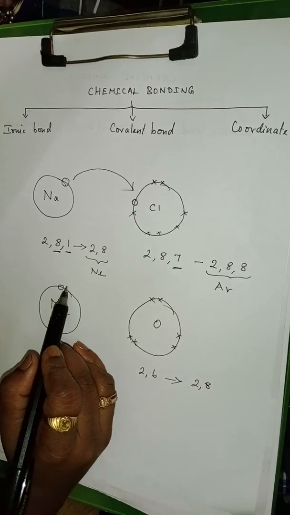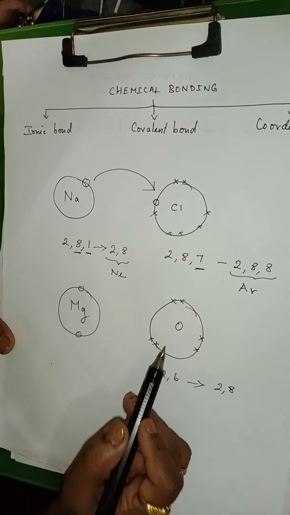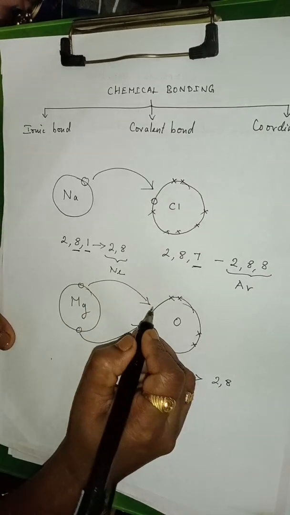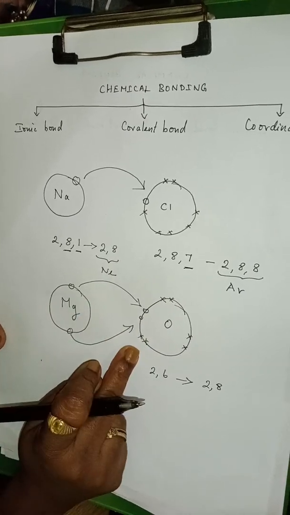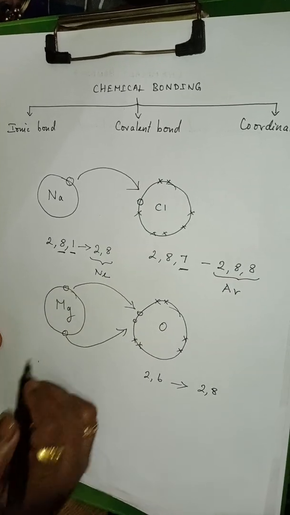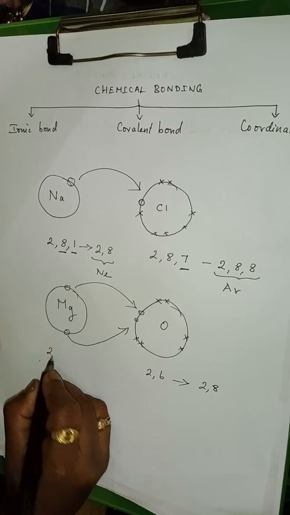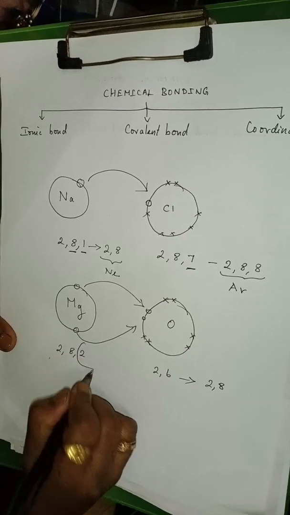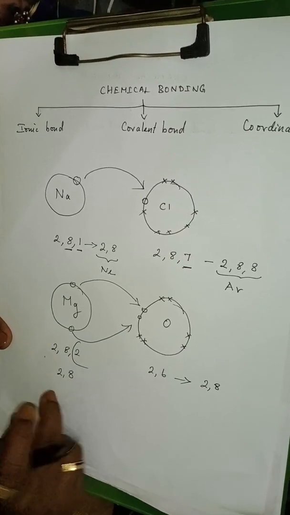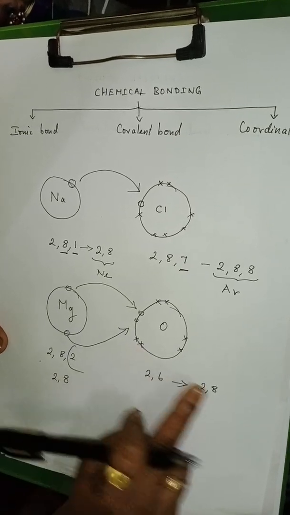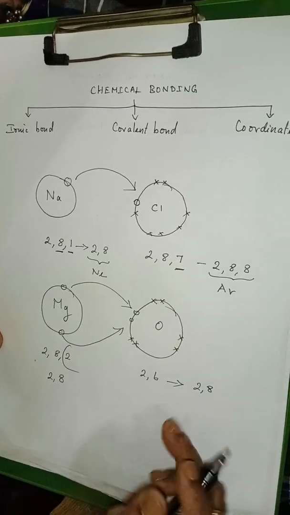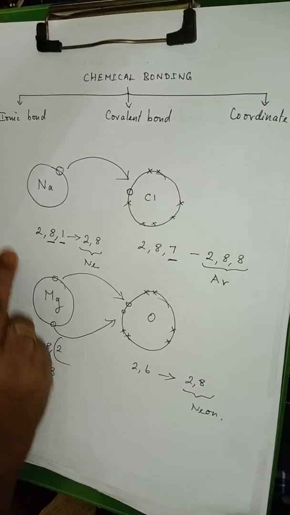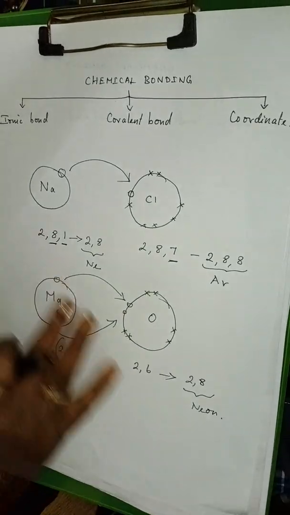If the reaction is between magnesium and oxygen, magnesium will donate 2 electrons to oxygen, so that oxygen will gain 2 electrons. Magnesium's atomic number is 12, so its configuration is 2, 8, 2. By donating, it attains the electronic configuration of neon, and by accepting, oxygen attains the electronic configuration of neon too. This is a very good example of an ionic bond.